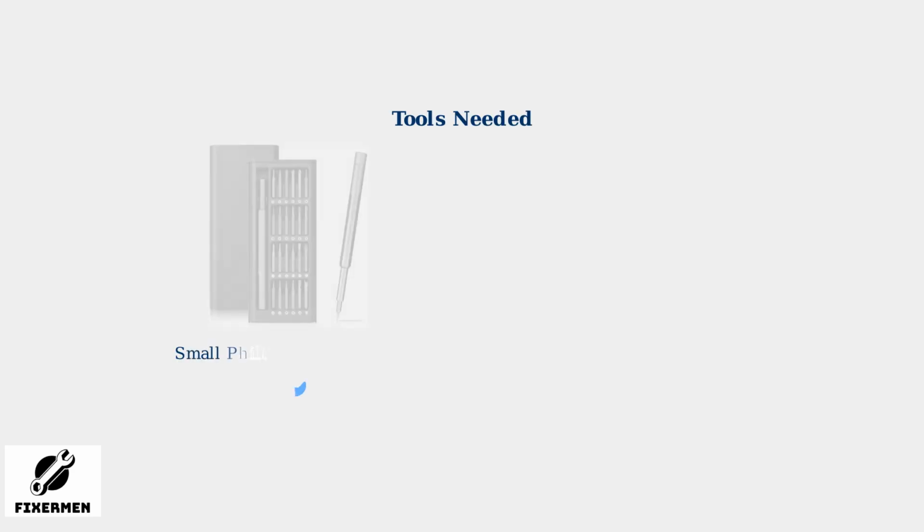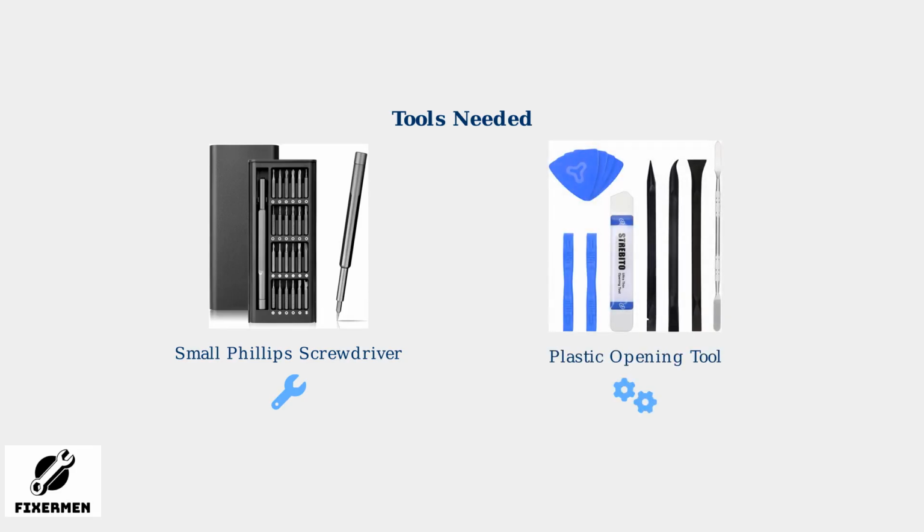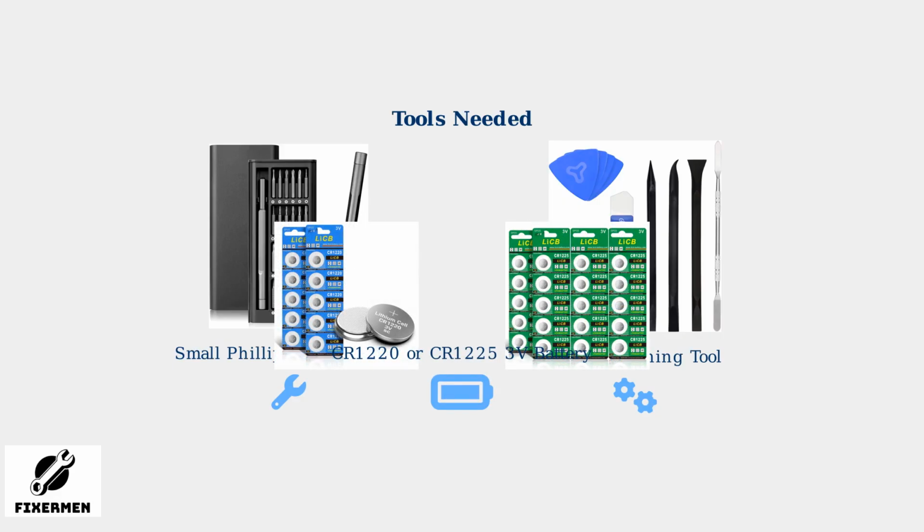Gather the necessary tools: a small Phillips head screwdriver, specifically designed for electronics; a plastic opening tool or spudger to carefully pry open the camera; and a replacement CR1220 or CR1225 3-volt coin cell battery. Check your specific model for the correct type. Finally, work in a well-lit area to ensure you can see all components clearly.